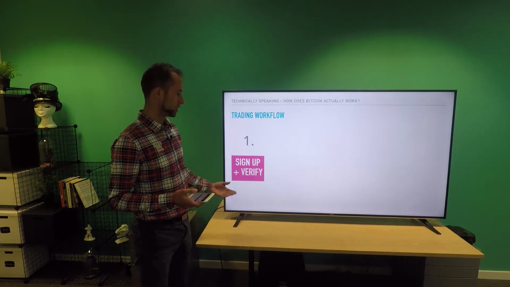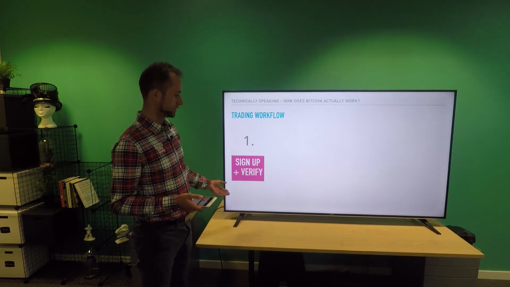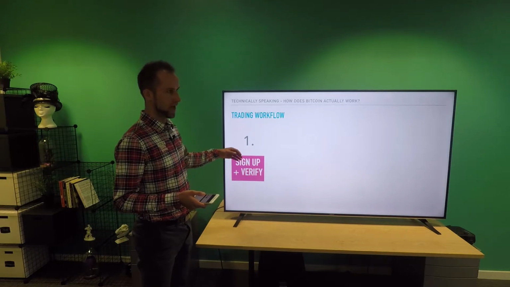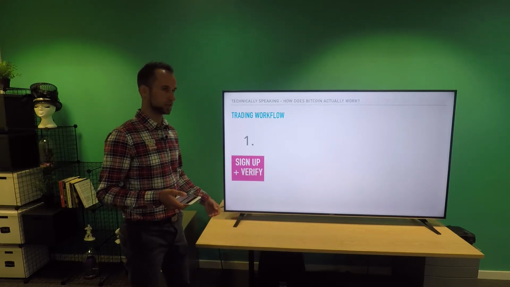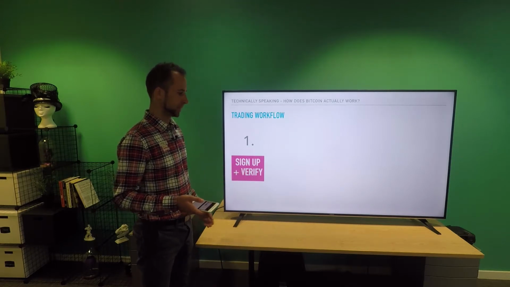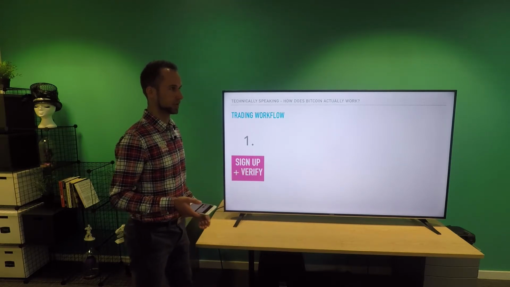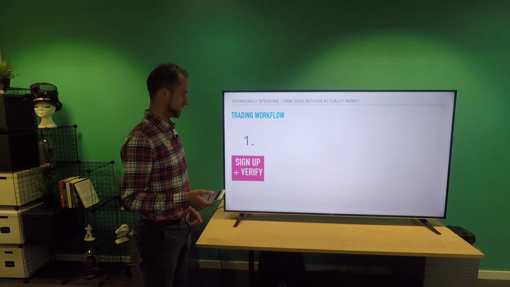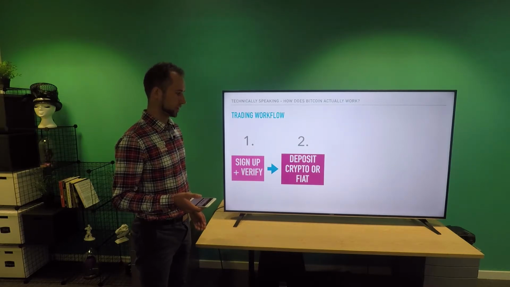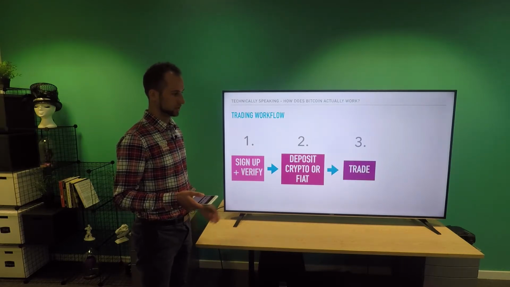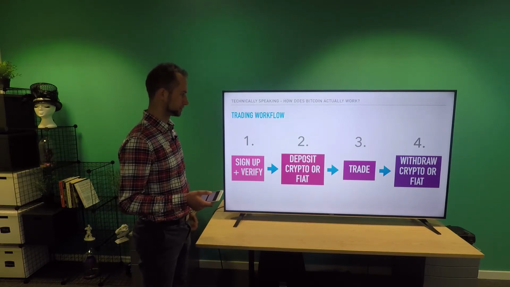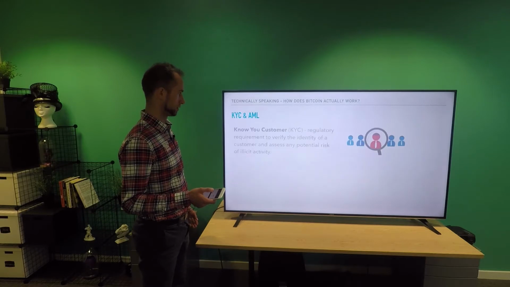of trading on such an exchange, what the process will look like. So first you need to sign up and verify, and that depends on how much you want to trade and how you want to trade, whether you want to use fiat or not. That's going to take longer or shorter, and there are going to be more or fewer documents required. I'll explain that in a minute. Then deposit crypto or fiat, do the trade, and then withdraw crypto or fiat. That's the process you will be going through.